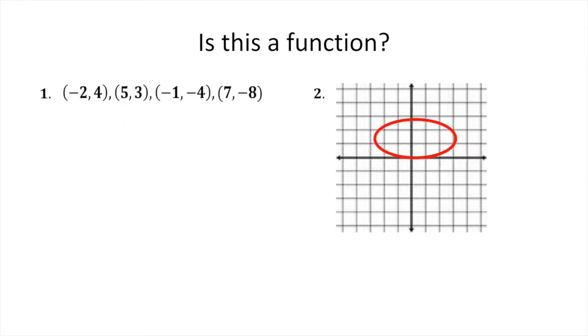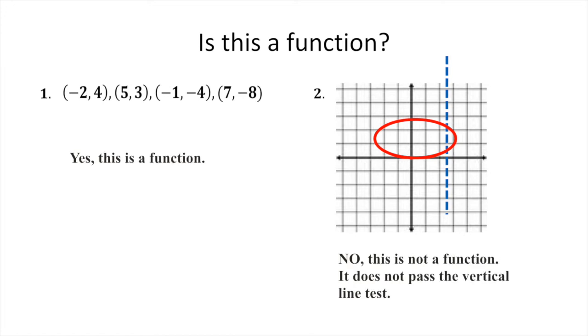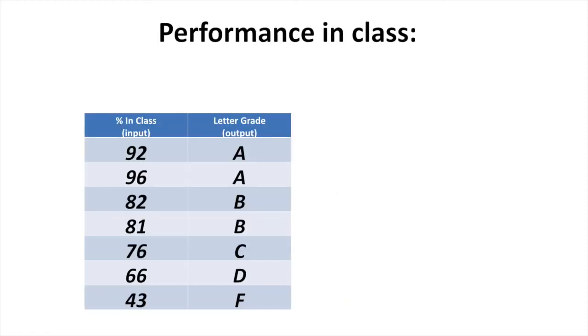Okay, try these two. Push pause now after you've obtained your answers. Come on back and push play. Check your answers here. Number 1 is a function. For every input, we've got a -2, 5, -1, 7. All of these only have one output. The second one, however, if we drew the vertical line, it intersects twice. That one is not a function.